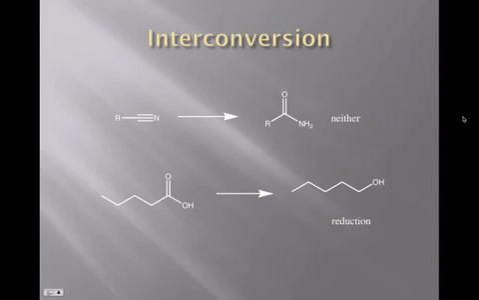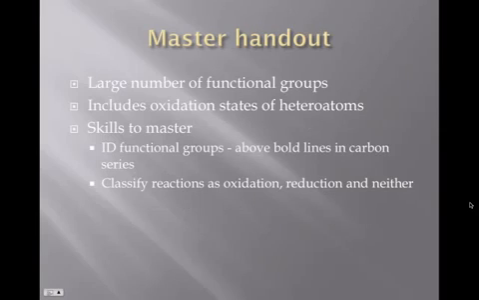And so if we look at some interconversions, this should be getting familiar to you now. 3 bonds to heteroatom going to 3 bonds to heteroatom. Nitrile to amide is neither an oxidation nor a reduction. 3 bonds to heteroatom in a carboxylic acid going to an alcohol with only 1 bond to heteroatom. That's a reduction. Accompanying this particular presentation is also a master handout with a large number of functional groups, all grouped by oxidation state. The skills to master are to identify the functional groups designated as being the most important ones, and to acquire the ability to classify reactions as oxidation, reduction, and neither.